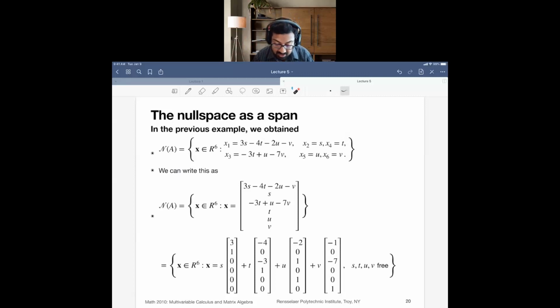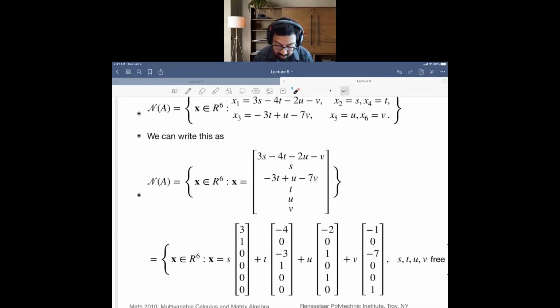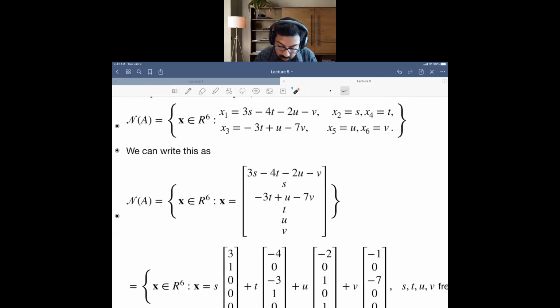Now I can rewrite this as this, right? So you see, for x1, the first value in the solution is going to be all of that. So I've written it there. What is the second value in my solution? x2. What is that? s. I've written it there. Third value, I've written it there. Fourth value, t. I've written it there. u and v, right there. So I've written the solutions in a vector form.